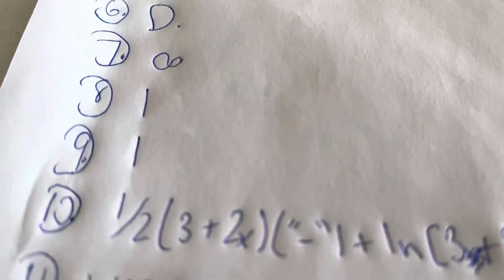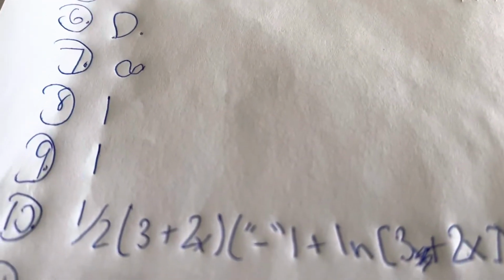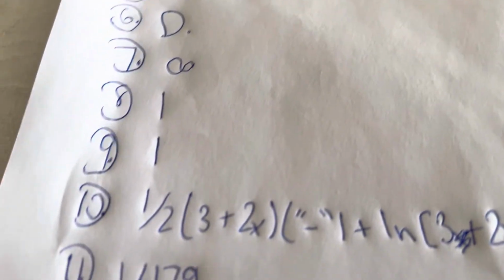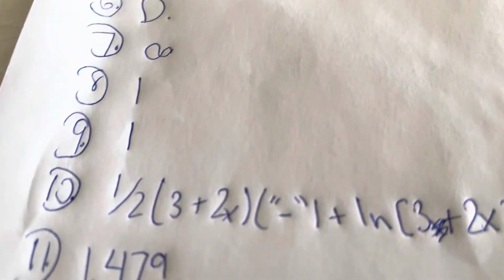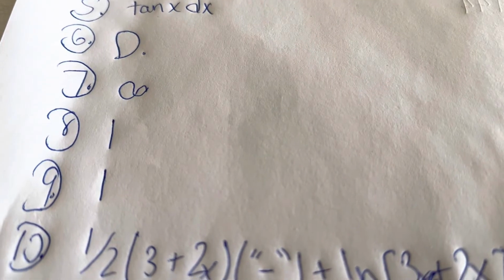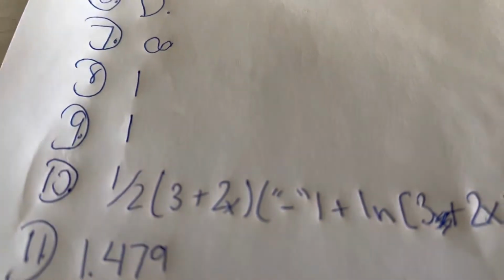And then for number 7, I chose infinity, because I entered this into a graphing calculator, and this is what I got, infinity. And then for 8 and 9, I also entered this into a graphing calculator.